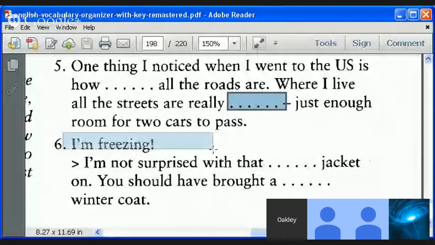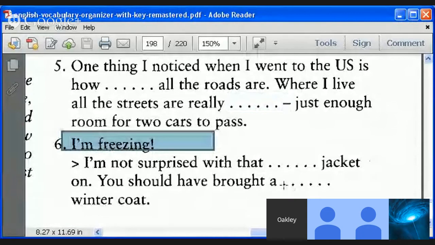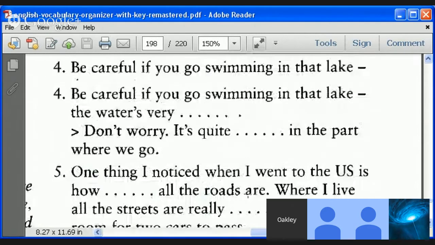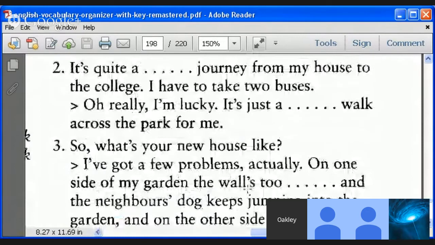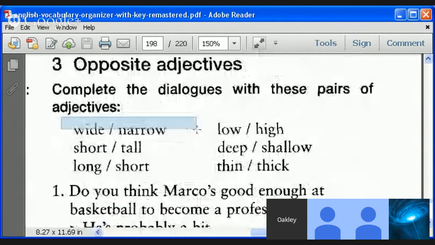Claudio, I'm freezing. Okay. I'm not surprised with the jacket on. You should have brought a winter coat. I forgot the word. Yeah. I'm going to show you.